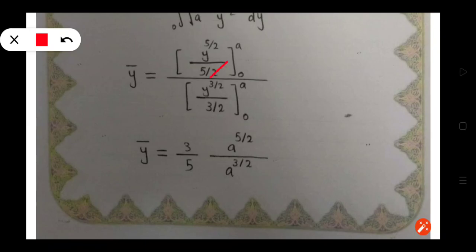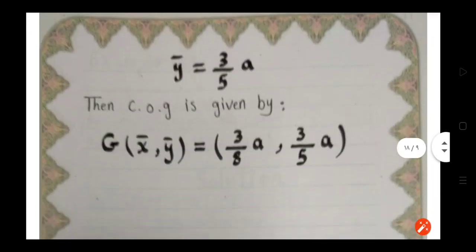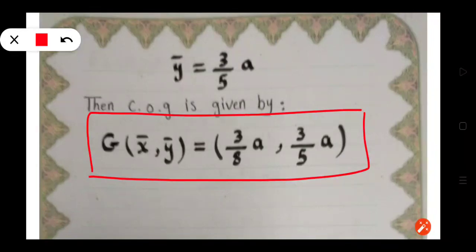We can cancel 2 by 2 and it will be 3 over 5. From 0 to a, this will be a power 5 over 2, and this from 0 to a will be a power 3 over 2. A power 5 over 2 over a power 3 over 2 will equal a. Then y bar equals 3 over 5 a. So the center of gravity in this case is given by G, x bar and y bar, equal 3 over 8 a and 3 over 5 a.